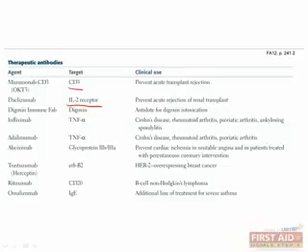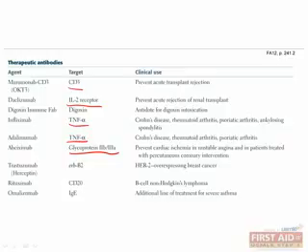Infliximab and adalimumab are monoclonal antibodies to TNF-alpha, with utility against autoimmune conditions such as Crohn's disease, rheumatoid arthritis, psoriatic arthritis, and ankylosing spondylitis. Abciximab is an antibody to glycoprotein 2b3a and is used to prevent platelet aggregation in conditions of cardiac ischemia and unstable angina.